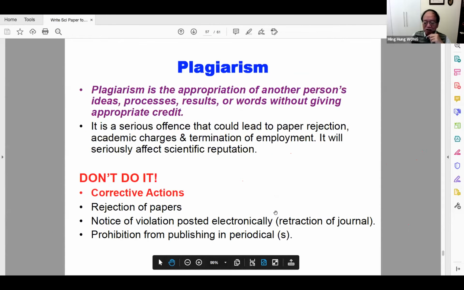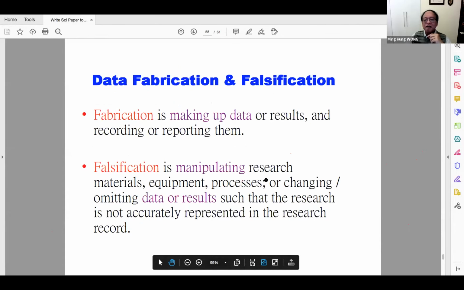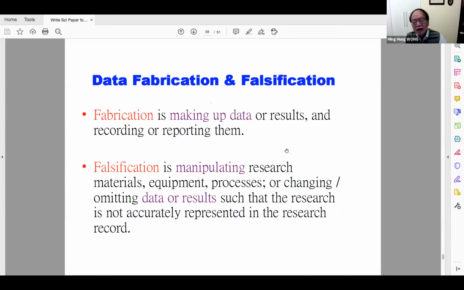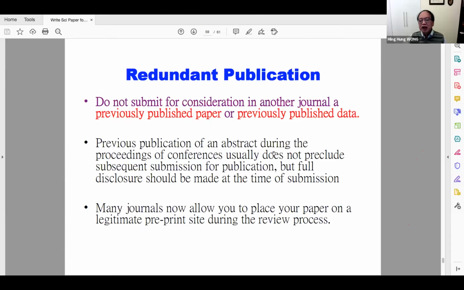Plagiarism, I'm sure you know about plagiarism, and data fabrication and falsification. I'm very surprised that even some established professors are doing this. Not too many, a few cases in the past few years. I'm sure they will end up having problems in their job. They may lose their job, reputation, and so on. So be very careful when you start. You have to bear this in mind, not to do all this sort of activity. Redundant publication is also an issue.